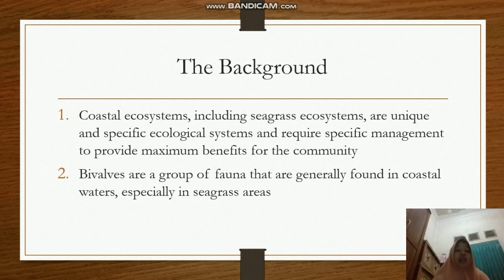The abundance and density of seagrass in an area are influenced by environmental factors such as temperature, salinity, depth, bottom substrate, and seawater movement. The high density of seagrass species is closely related to the number of marine species found, and possibly closely related to Bivalvia, a group of fauna that are generally found in coastal waters, especially in seagrass areas.